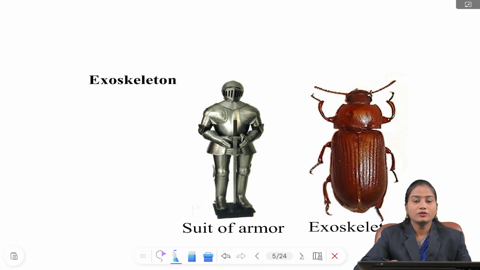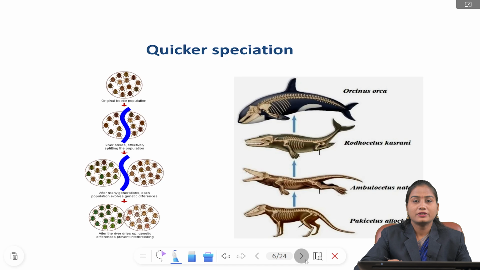Exoskeleton. As we know, our human body is covered by the skin. In the same way, the insect body is also covered by the body wall, also called the exoskeleton, which is made up of a protein called chitin. This chitin provides rigidity and flexibility to the insect. It protects from the external environment, prevents water loss, and also gives strength to the insect.